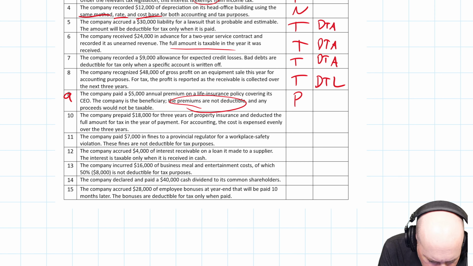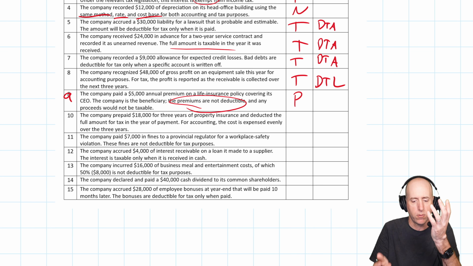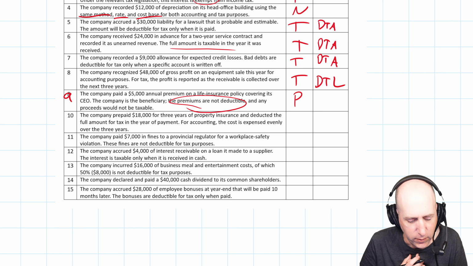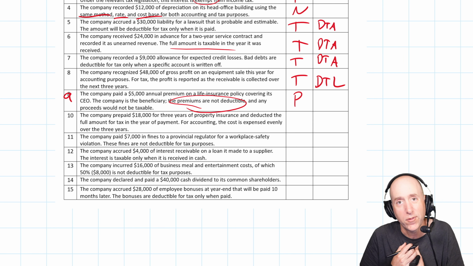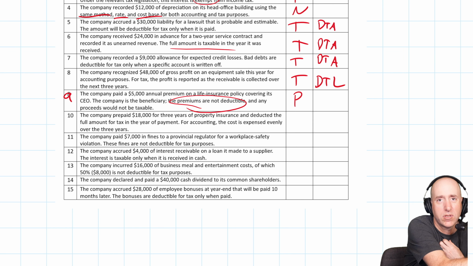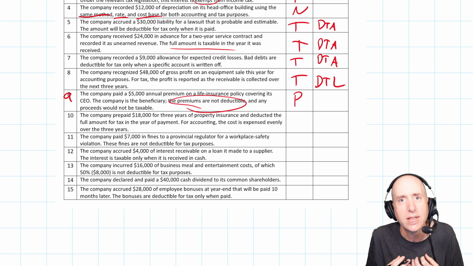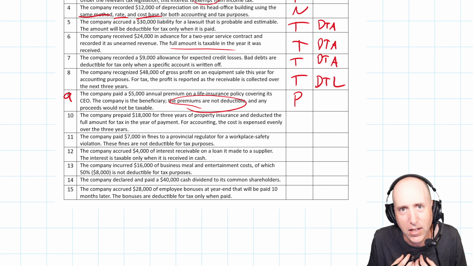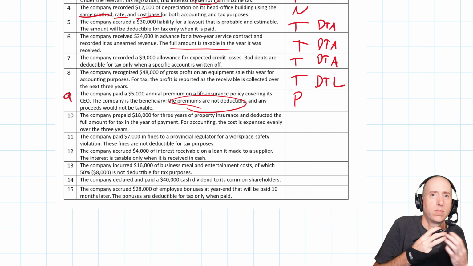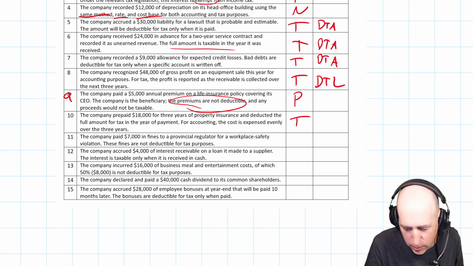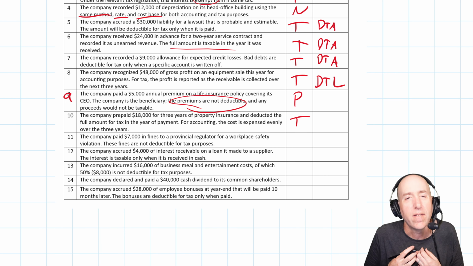The company prepaid $18,000 for 3 years of property insurance and deducted the full amount for tax in the year of payment. For accounting, the cost is expensed evenly over the 3 years. So again, what's our difference? Well, for tax purposes, I deducted all up front. For accounting purposes, I'm going to deduct some later. That means there's a timing difference for sure, a temporary difference. This is a liability.